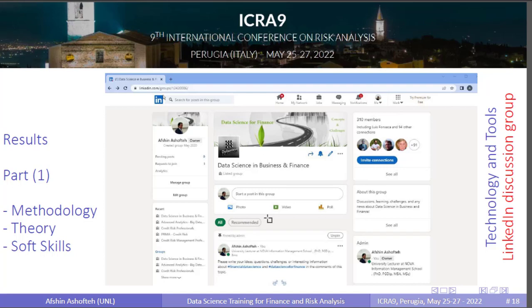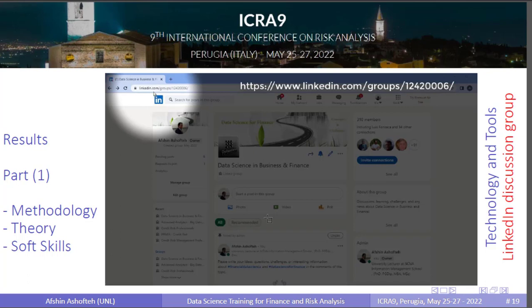The other platform is a discussion group about data science in business and finance. The discussion group is on LinkedIn, which is free with nice features for this activity.